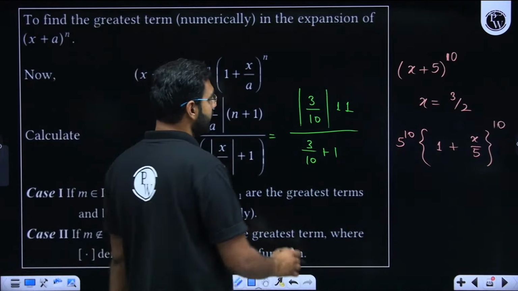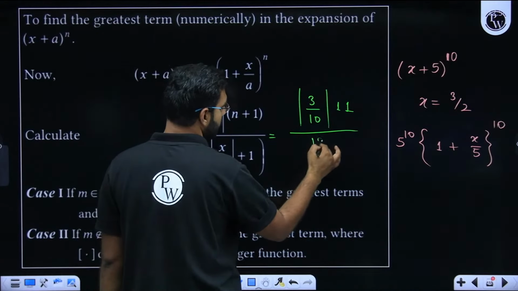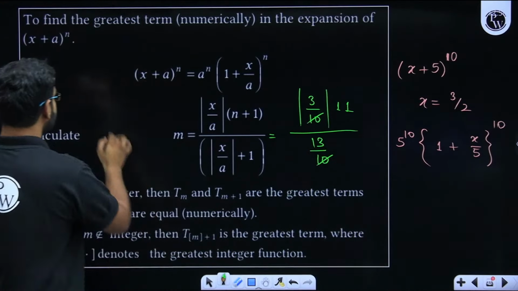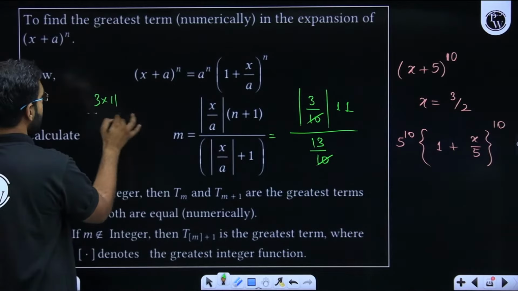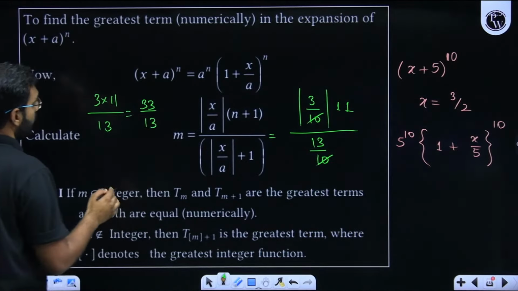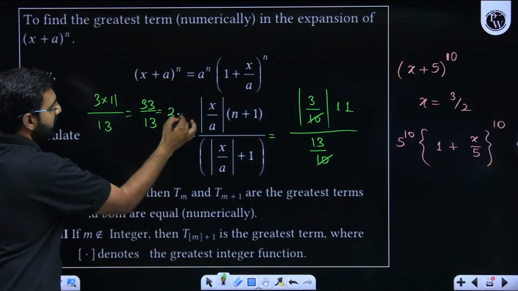With that, what do I get? I hope you can see it very clearly. This 3 plus 10 is going to be 13, so it will be 13 by 10. So this 10 and this 10 are vanished. So numerator has 3 into 11 and denominator has 13. 3 into 11 is what? 33 by 13. So 13 into 2 is 26, 13 into 3 is 39. So this will be 2 point something.